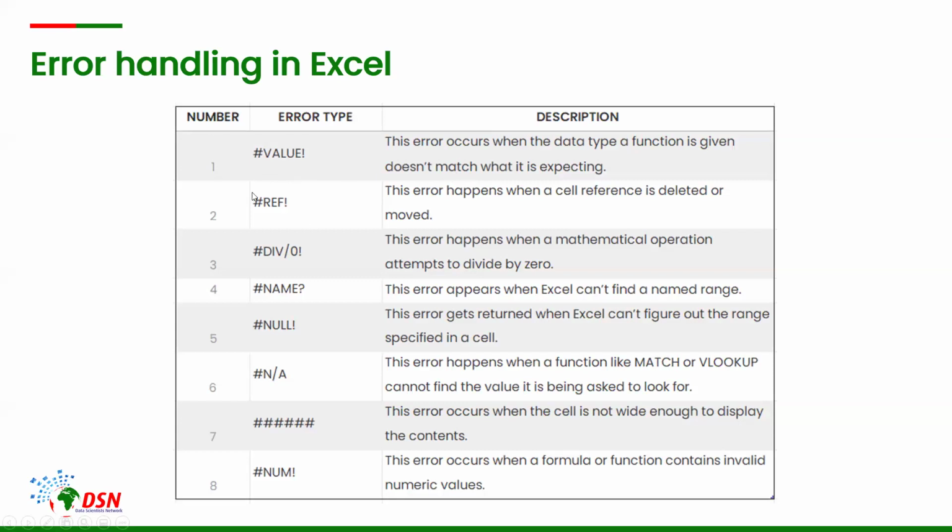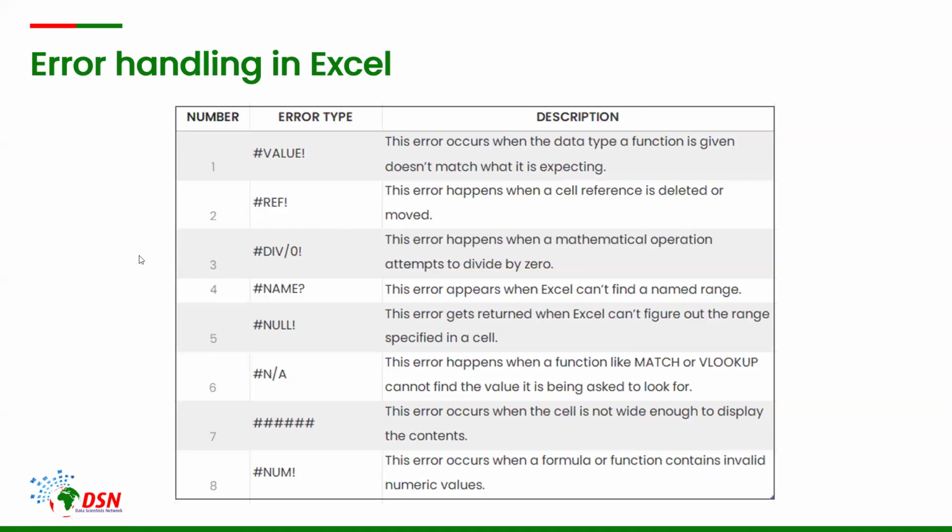So we also have this reference error, which you have also seen. This happens when a cell reference is deleted or removed. Remember in our second class, after clearing the date and the time, when we deleted the column, it just gave us a reference error. So this reference error is always common when the reference cell is missing or has been deleted.